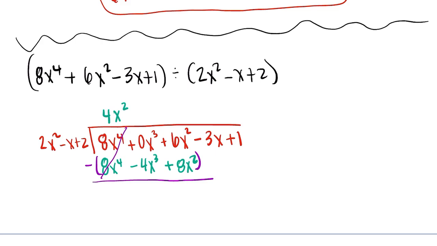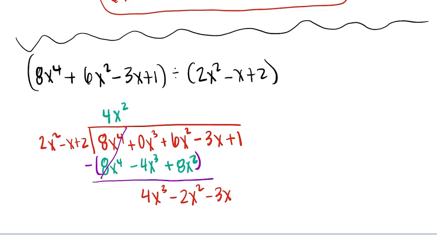It's once we get to the rest of these that things get a little bit trickier because we've got to remember to subtract everything. So we'd go 0 minus negative 4. What happens when we subtract a negative? That's a positive, so it'll be 4x cubed. 6 minus 8, we're not going to say it's 14. I'm going to say it's negative 2x squared. And then my minus 3x.